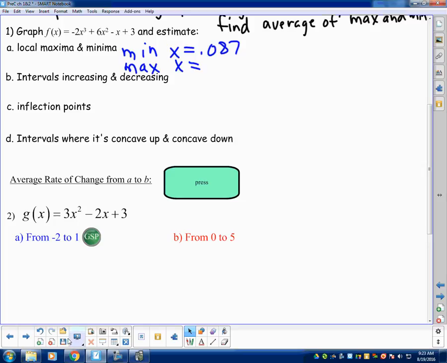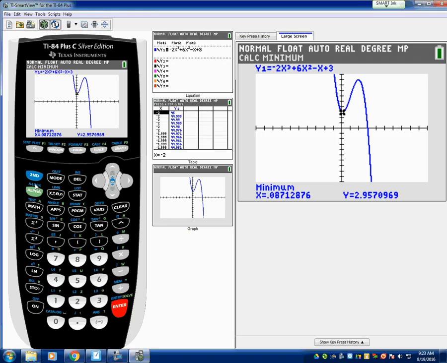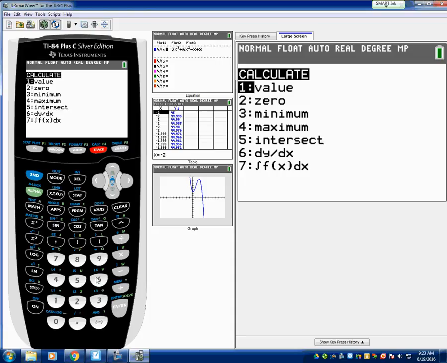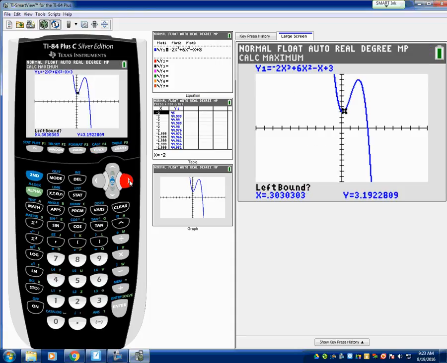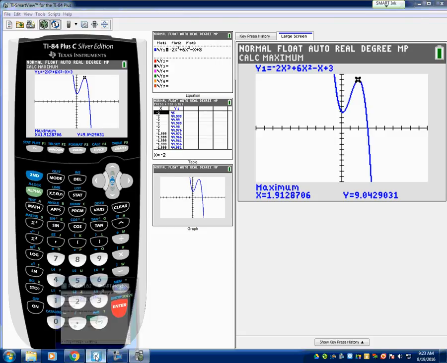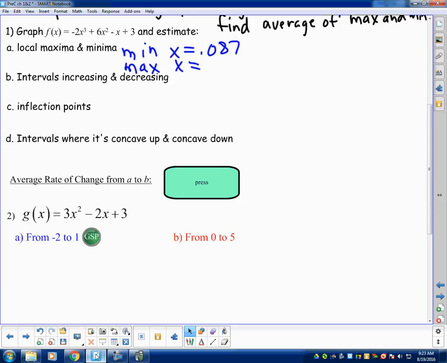So I go back to my calculator, go to second, calculate, number 4, and then go through the process of finding the max. So left bound, that's probably a good left bound there. Right bound, I want to make sure I'm on the other side of what looks to be the peak. Guess, just click one back. There it is, 1.913. So 1.913 is my max. All right, x equals 1.913. And once I have the max and the min, I can get all the other three things just based on the max and min.